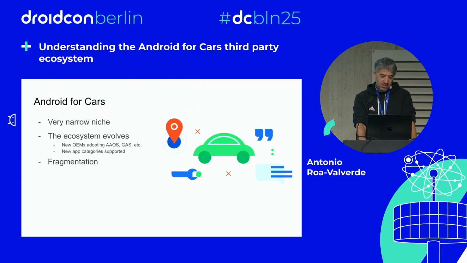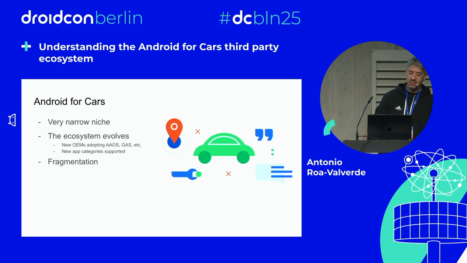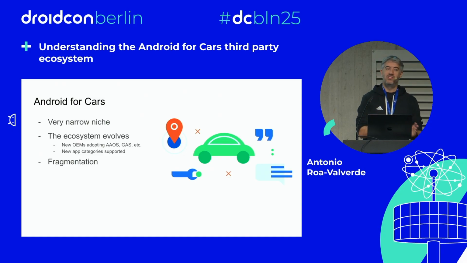The good news is that the ecosystem keeps evolving. More and more cars are embracing Android Automotive OS and GAS. Also, more categories are being supported, and it seems like the process is getting easier over time. Probably I didn't mention it yet, but in previous talks this was very well highlighted: there is a fragmentation problem here, which is a consequence of the business decision GAS versus non-GAS. And unfortunately this is something that we developers need to deal with at the moment.